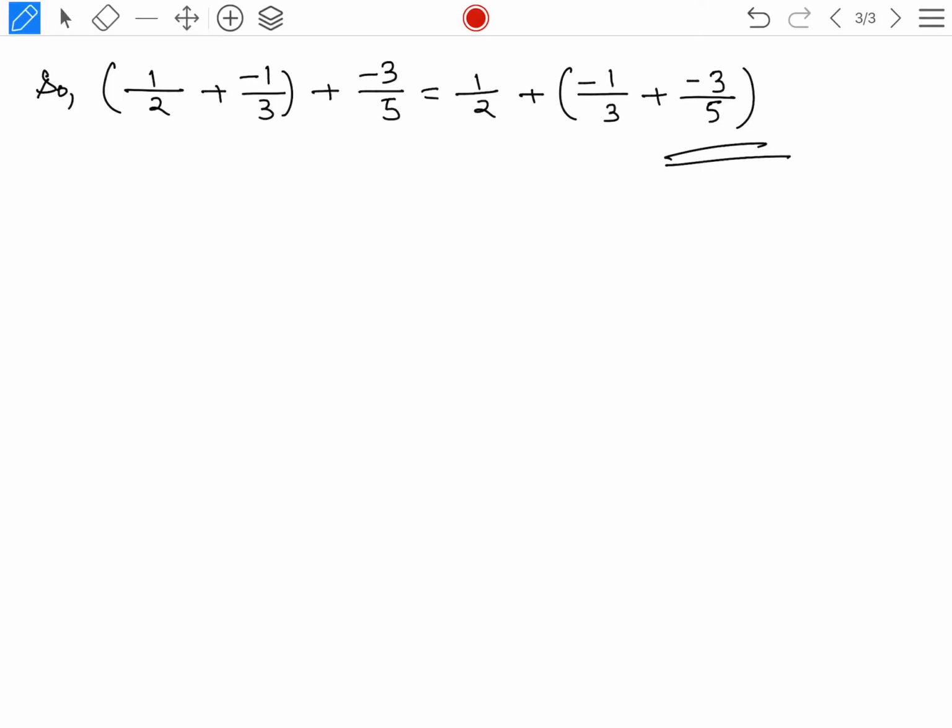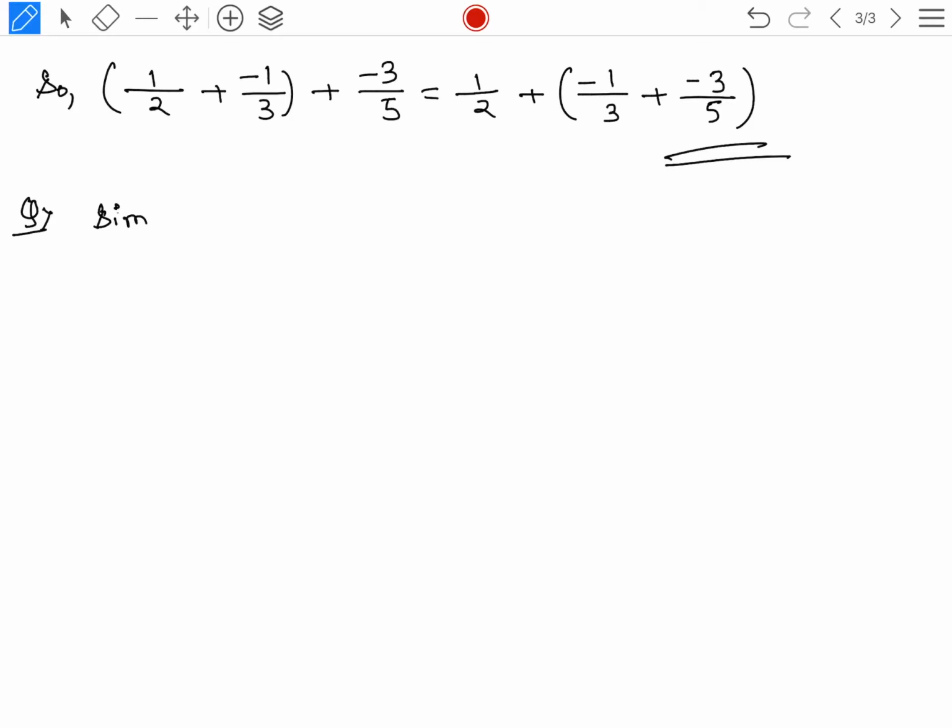So this is the associative property. Understood or not? See, the associative property is valid for 3 and more rational numbers. So we can rearrange and group them in a convenient form so that the sum can be found more easily. Okay, take one question.